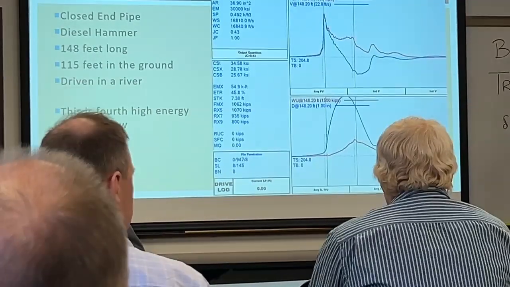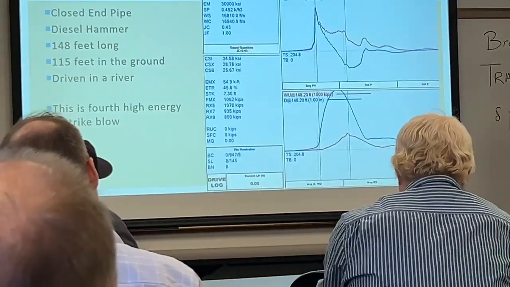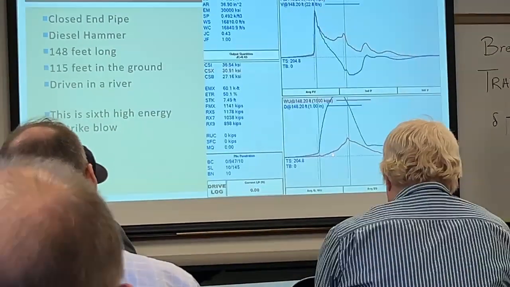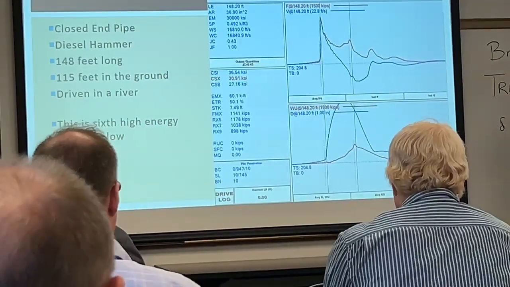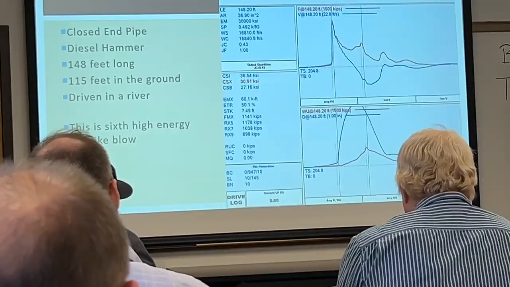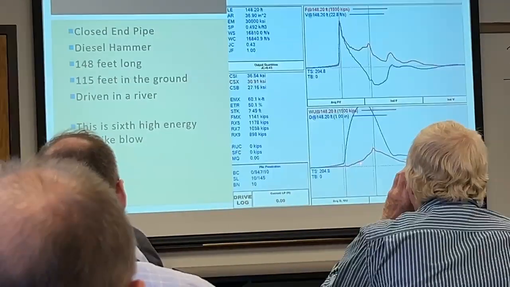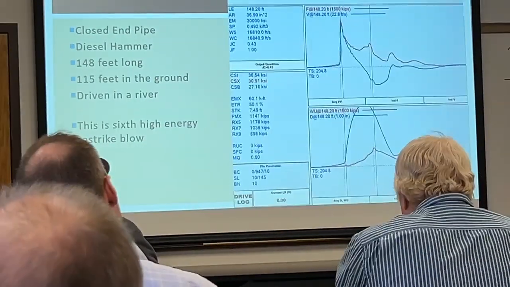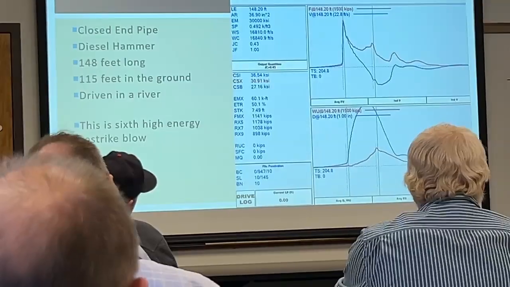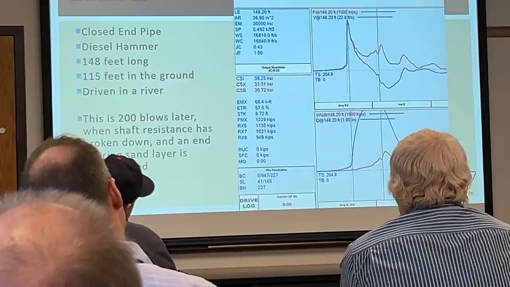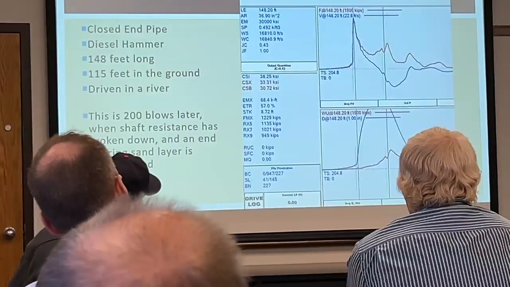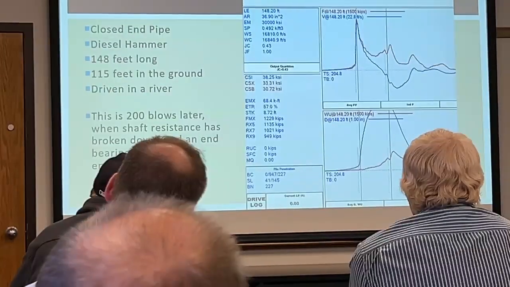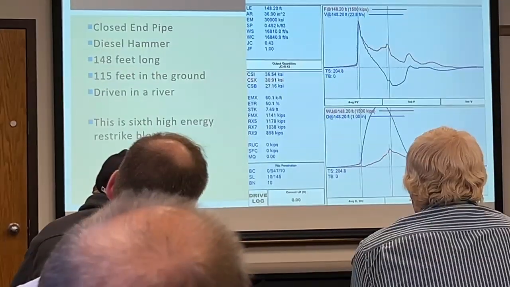So this is the 6th high energy blow, and you can see it jumping up a little bit more near the toe. You can also see, if you look here, that's staying pretty much the same. This is the result 200 blows later. So going back, there's our shaft resistance.